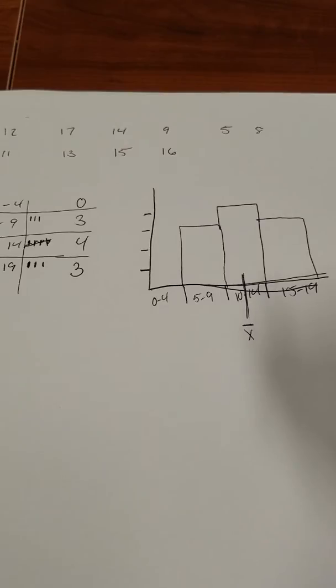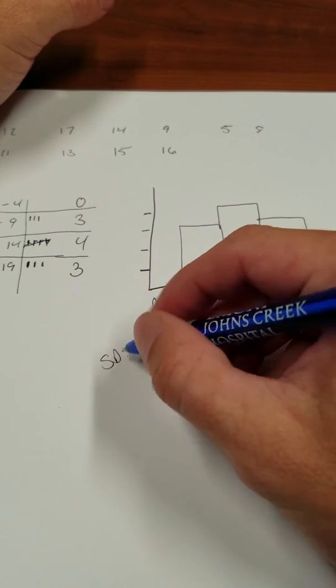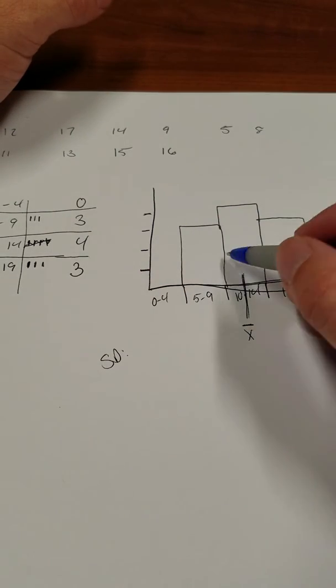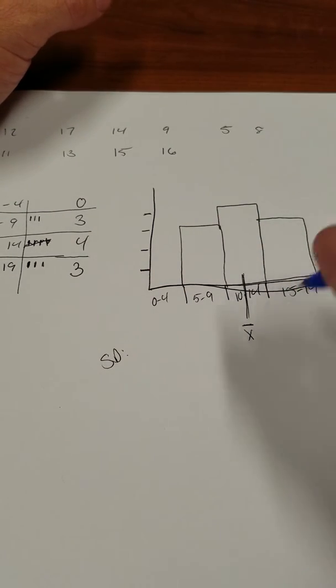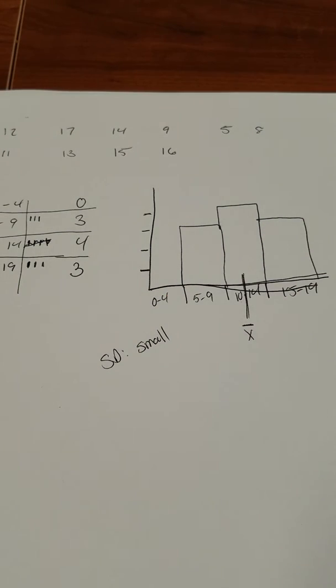Standard deviation. Standard deviation measures spread. We want most of our bars stacked around the middle of our data. So we want most of the bars stacked around the mean. So in this case, our bars are stacked around the mean, so the standard deviation is going to be relatively small for this type of problem. All right, so that's creating histograms and kind of how to eyeball the mean and the standard deviation.